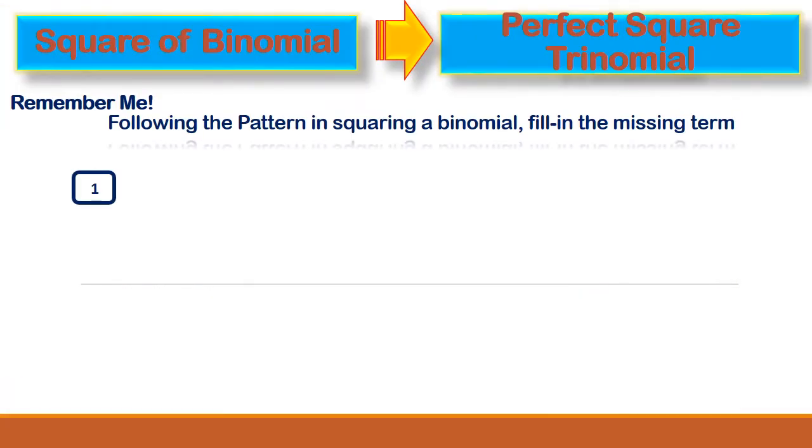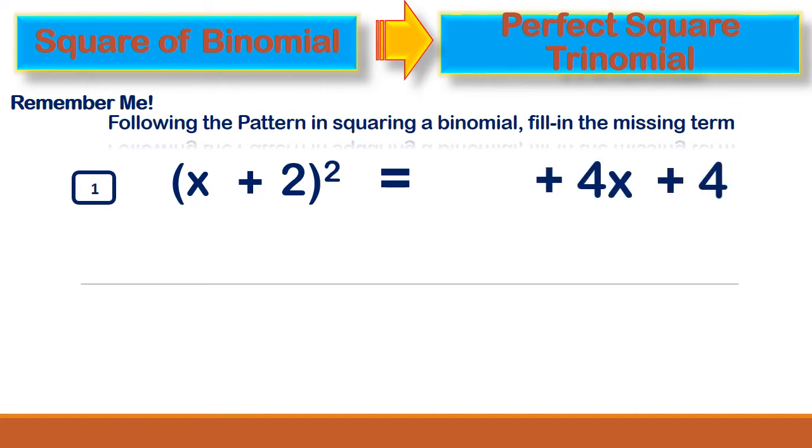Now let's see if you could remember it. Following the pattern in squaring a binomial, fill in the missing term. Number 1, we have x plus 2 quantity squared, so blank plus 4x plus 4. What is the missing term? The first term. So what are we going to do to get the first term? Simply square x. So we have x times x is x squared. So the missing term is x squared.